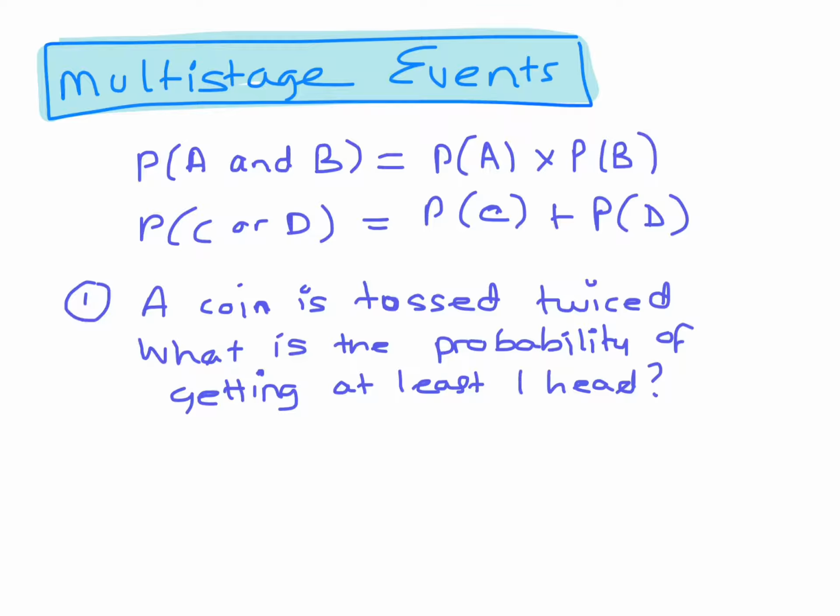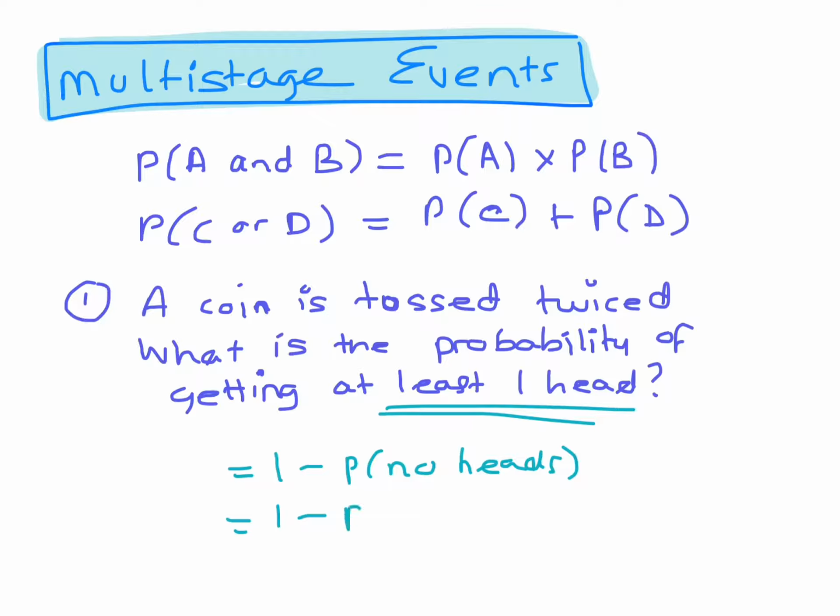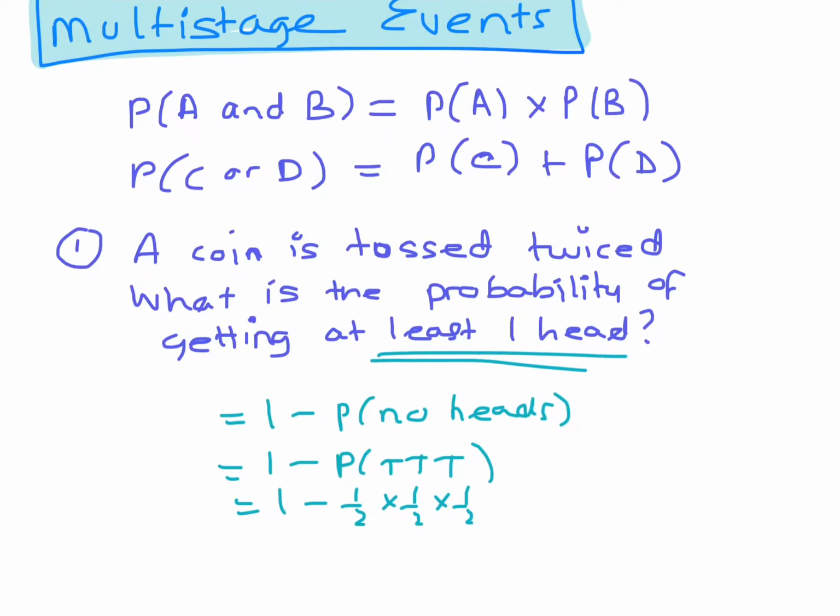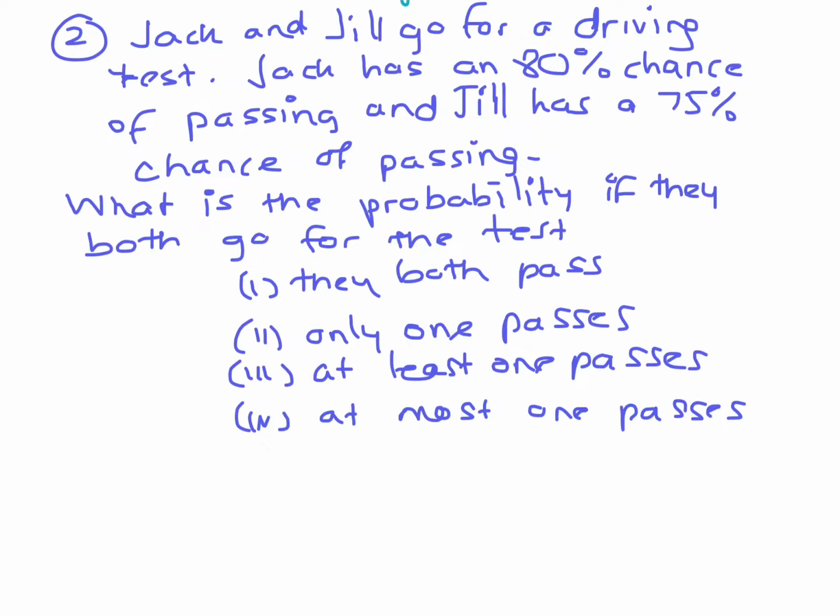Okay, so first of all, if we want the probability of getting at least one head, that will be 1 minus the probability of no heads. So that's 1 minus the probability of tail, tail, tail, which is 1 minus a half times a half times a half. So that's going to be 1 minus 1 on 8, which is 7 on 8.